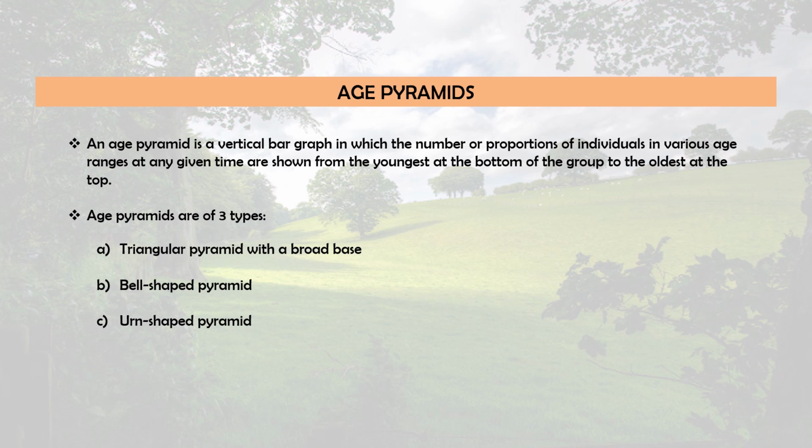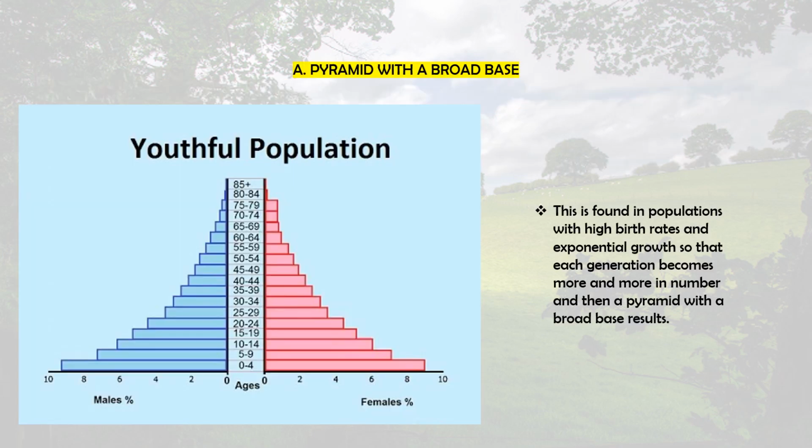There are actually three types of age pyramids based on the raw age and functional age: pyramids with broad base or triangular pyramid, bell-shaped pyramid, and urn-shaped pyramid. We will study one by one.